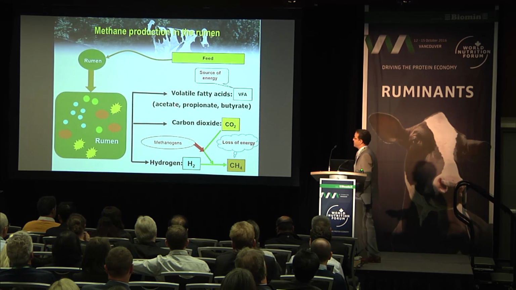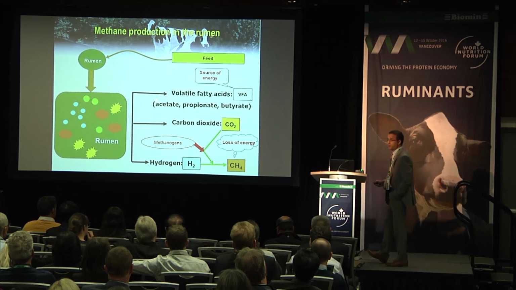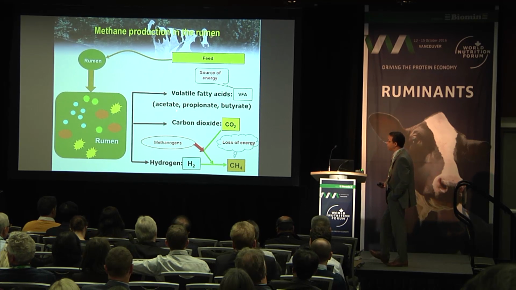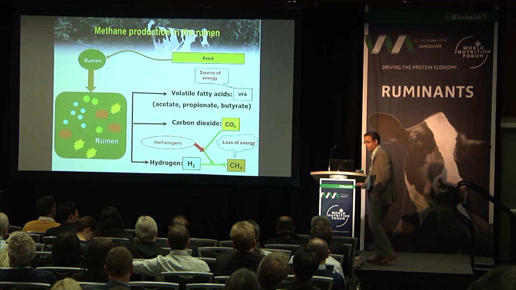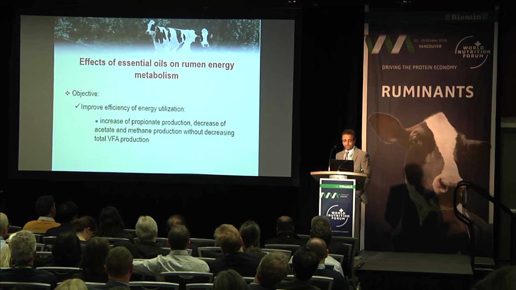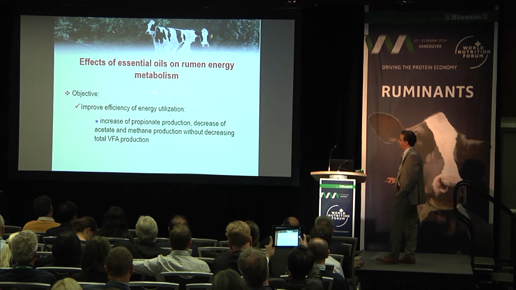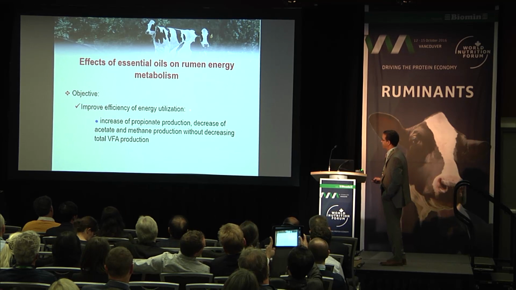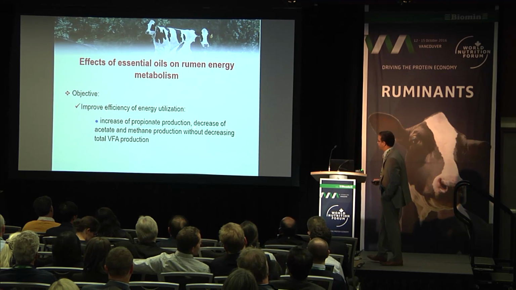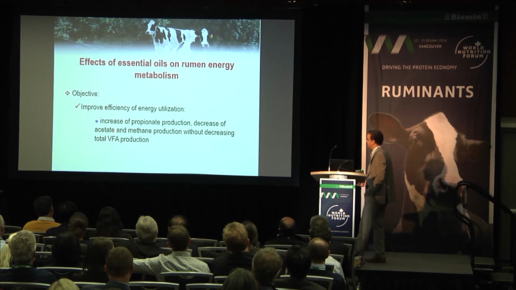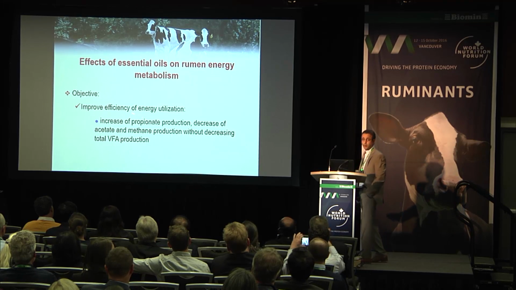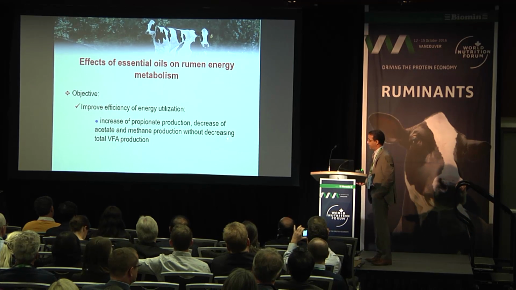And just to mention that fermentation patterns which reduce acetate production and increase propionate production will decrease, in theory, of course, methane production in the rumen. So essential oils can be beneficial to improve efficiency of energy utilization if they increase propionate production and decrease acetate and methane production, of course, without decreasing total VFA production.